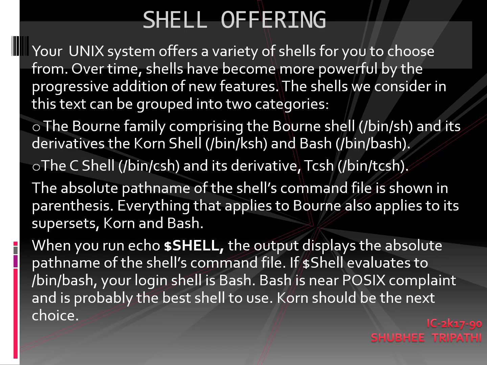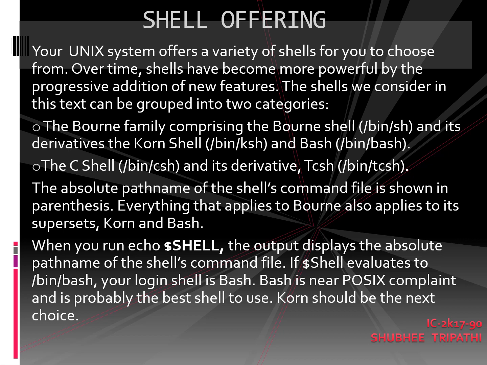Now we will move on to our second topic, which is shell offerings. Your Unix system offers a variety of shells for you to choose from. Over time, shells have become more powerful by the progressive addition of new features. The shells we consider in this text can be grouped into two categories, the Bourne shell and the C shell. The Bourne family comprises the Bourne shell, which is /bin/sh, and its derivatives, the Korn shell, /bin/ksh, and the Bash, /bin/bash. And our second type is the C shell, which is /bin/csh and its derivative tcsh, which is /bin/tcsh.